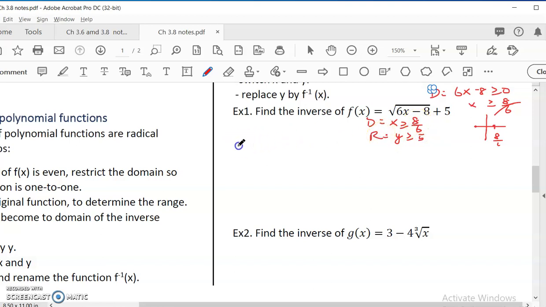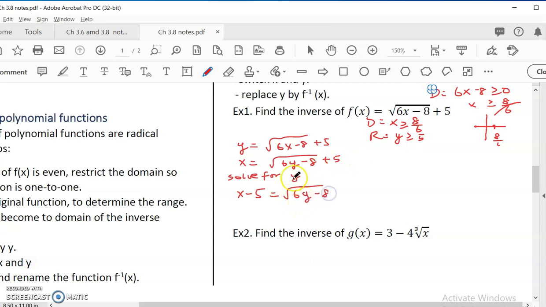But let's find it. y equals square root of 6x minus 8 plus 5. In order to do the inverse, we switch, so x equals square root of 6y minus 8 plus 5. And then we want to solve for y. So x minus 5, get rid of the 5 first, equals square root of 6y minus 8. To solve for y, we need to get rid of the root, so it becomes x minus 5 squared equals 6y minus 8.